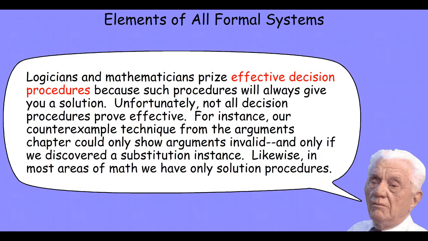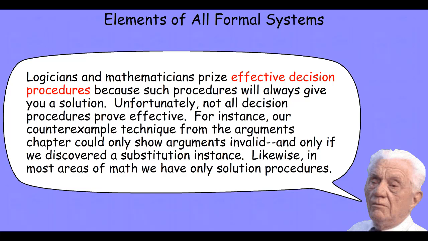Now, logicians and mathematicians prize effective decision procedures for obvious reasons. Those procedures are always going to give you a solution. The solution is always going to be correct. As long as you follow the rules, you get your answer. Unfortunately, as we'll see when we get into probability theory, for example, not all decision procedures are effective.